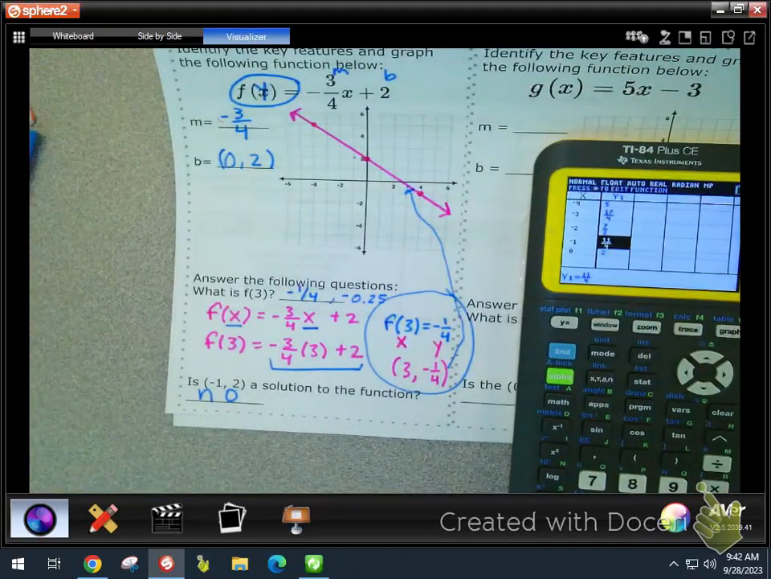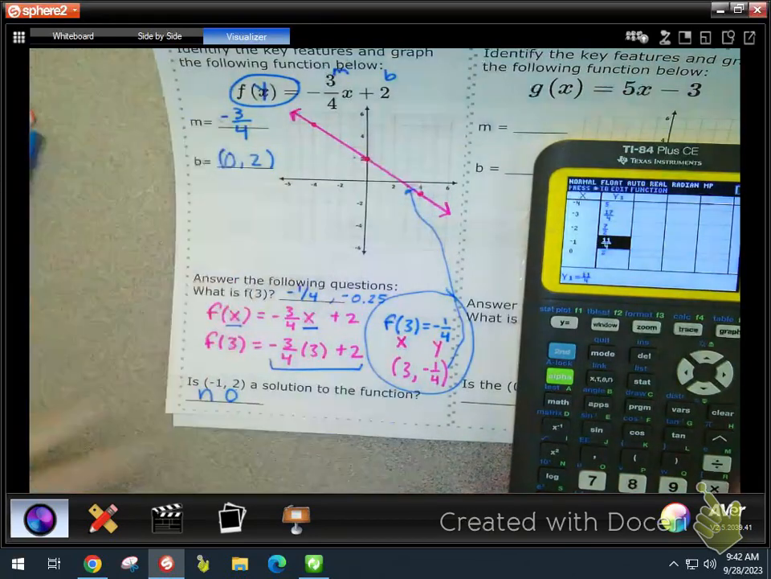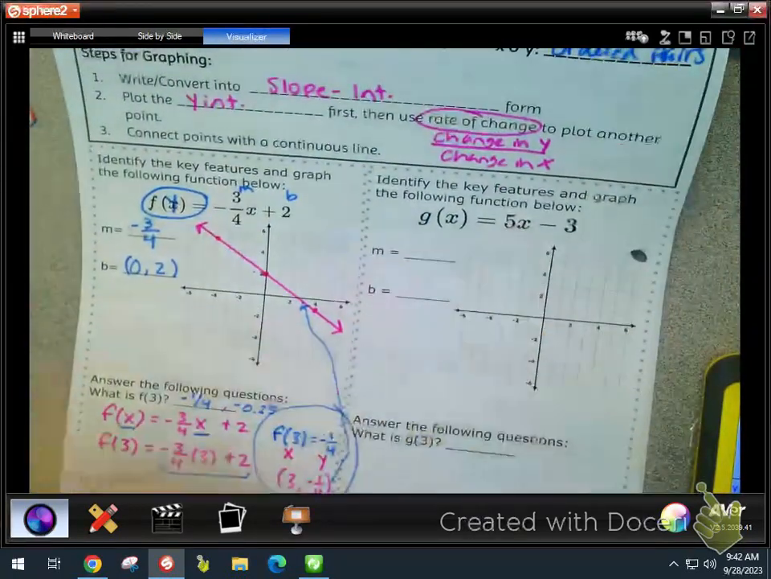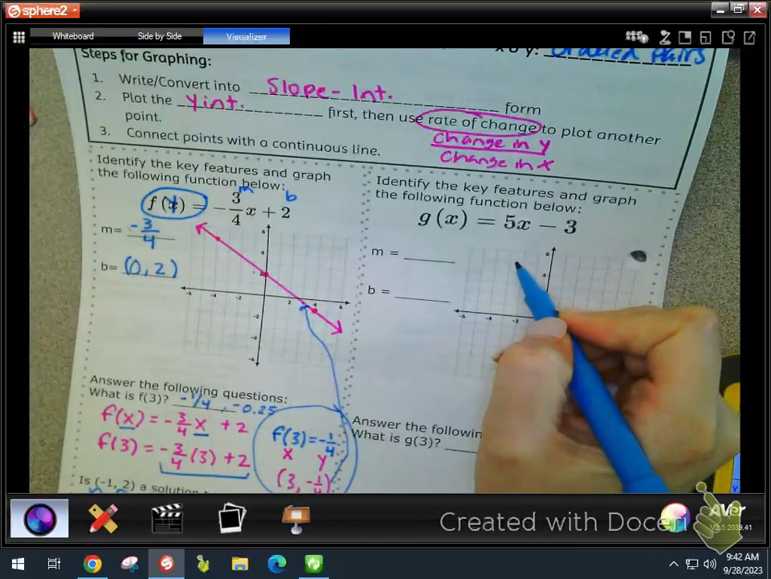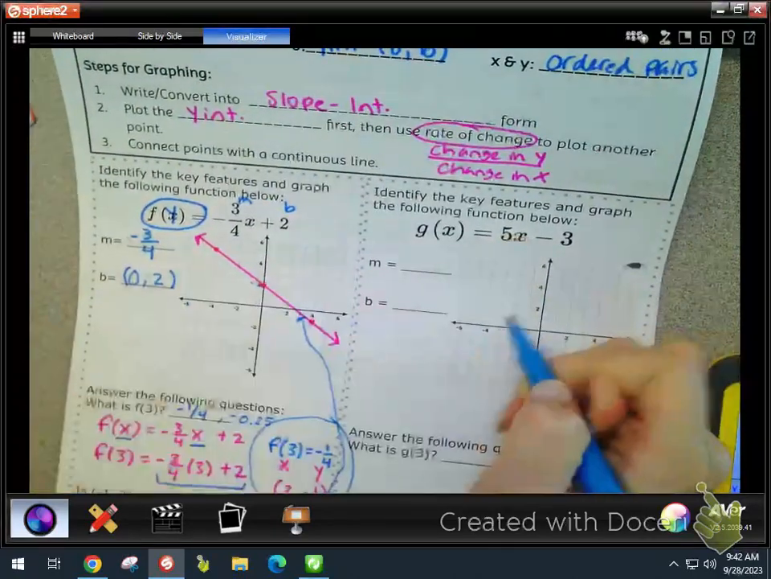So you can use your calculator to do a lot of these things, but I want y'all to go to the paper first and use the calculator as a check. Okay? You're going to try this one. I just want to get you started with this slope because this slope is not a fraction. Okay? What is the slope on g of x right here?